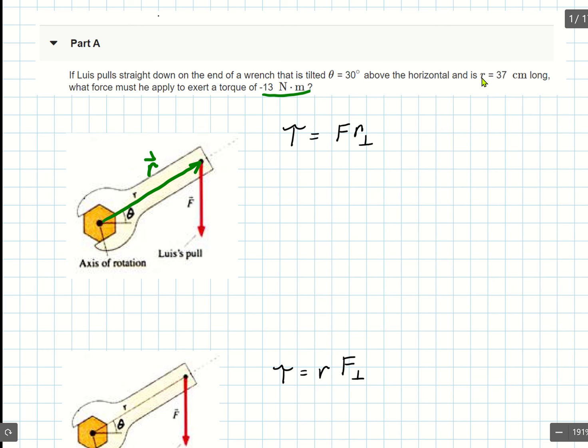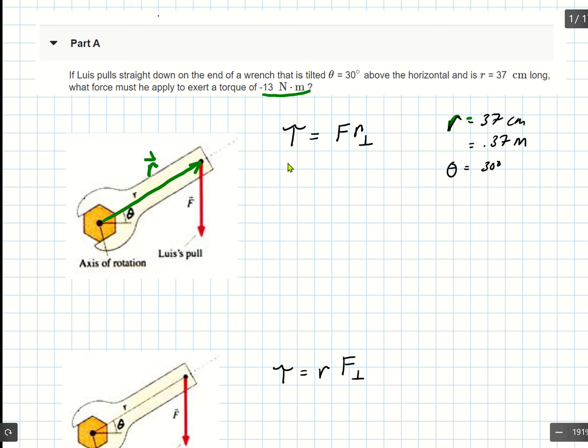Okay, so other things we're told: r is 37 centimeters, so we know this distance is 37. Let's jot that down. But because we use Newton meters for torque, not Newton centimeters, we want to think of that as 0.37 meters. And then our angle is 30 degrees. We're just going to say we know that angle is 30 degrees.